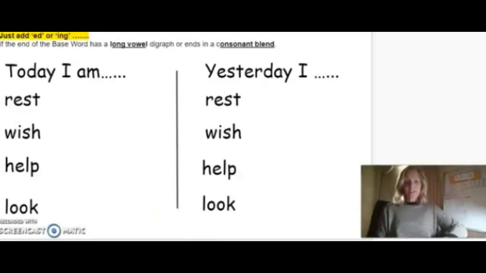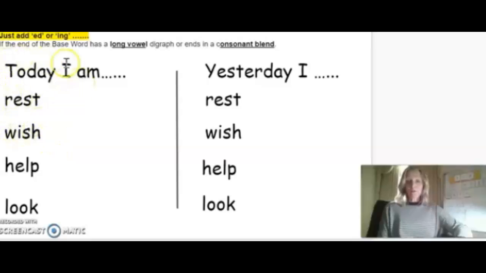The final word list are words that don't really fit the other 2 categories. They don't have an E on the end, and they don't have a CVC pattern. So in these ones, we just add the ed, or for present tense, we just add the ing straight to the base word, and that will be the correct spelling. Let's have a go together.